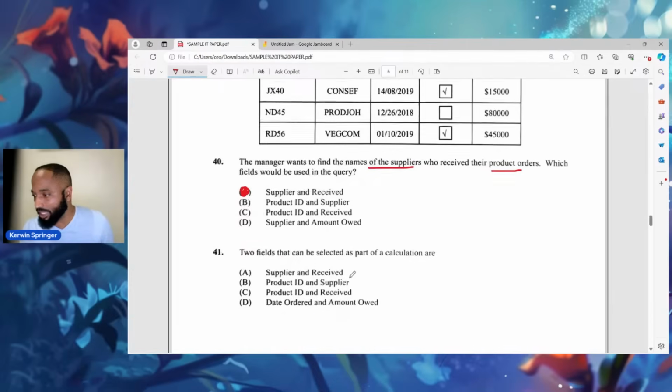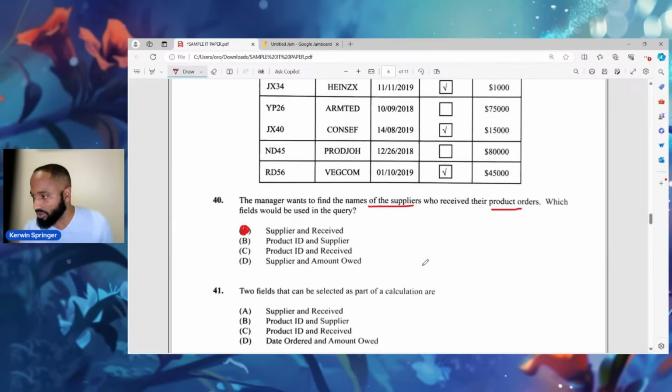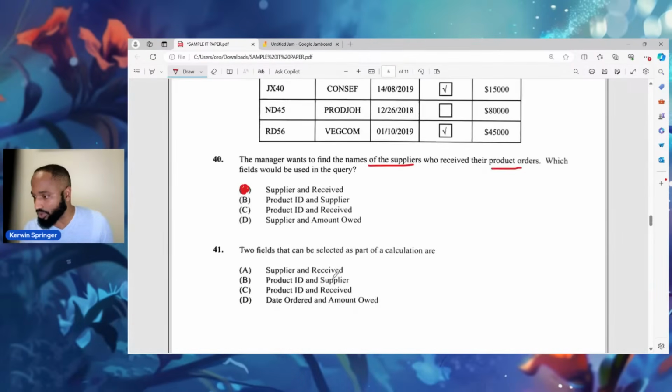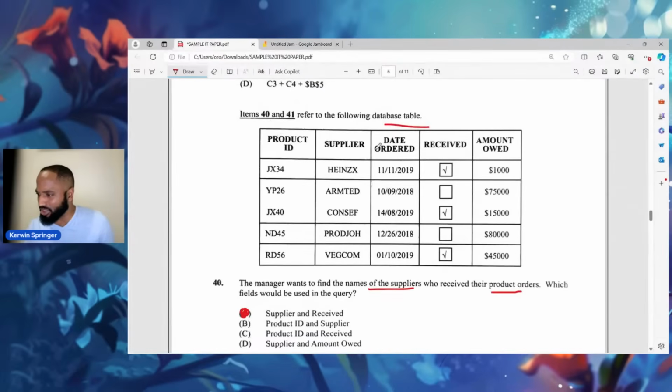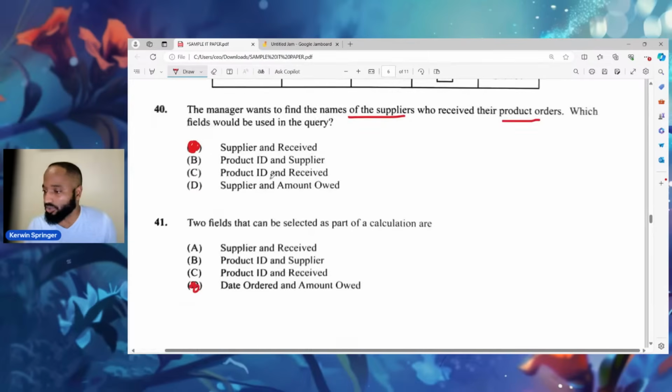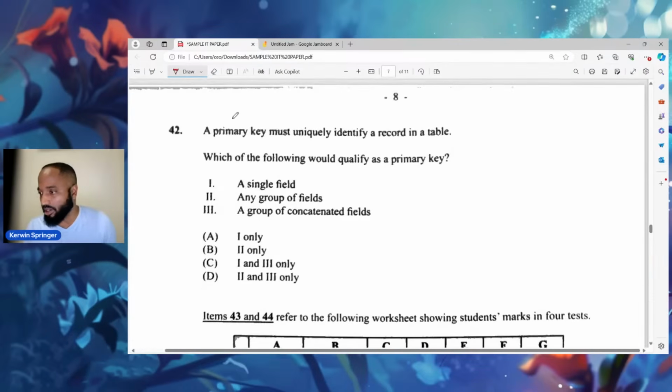The two fields that can be selected as part of a calculation. If you want to calculate stuff, I could use amount owed for sure, and date ordered, and numerical stuff to calculate. I can do some calculations on the others too. I can use receipt as a calculation when it was received, a calculation on that yes or no. But okay, fine. The best answer, once again, is date ordered and amount owed, numerical values. A primary key must uniquely identify a record in a table. Which of the following would qualify as a primary key?